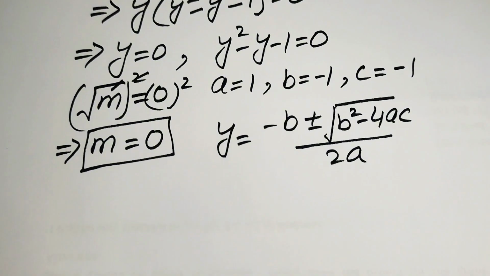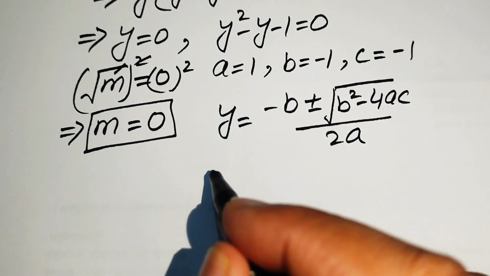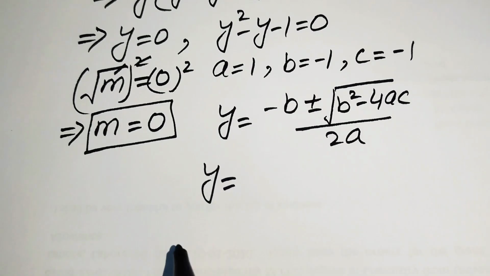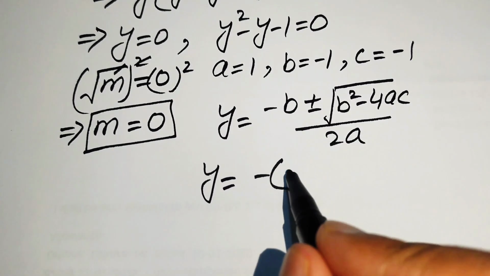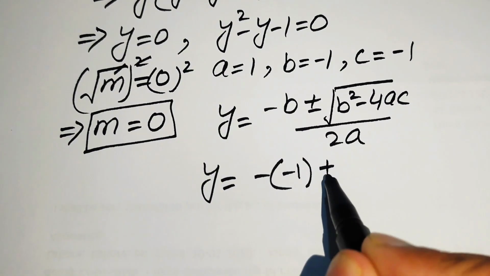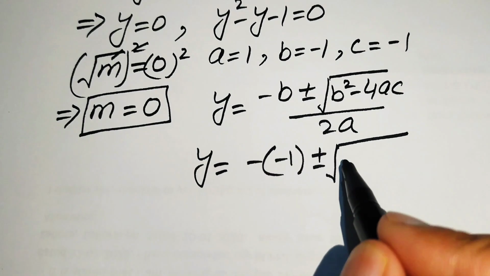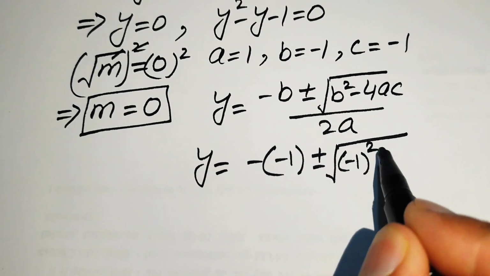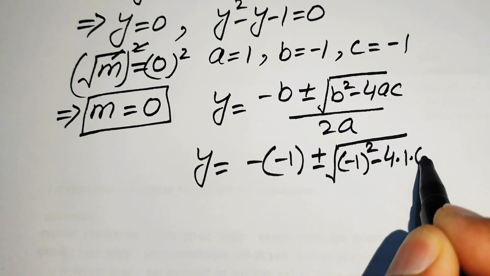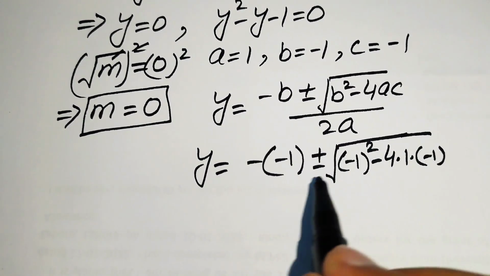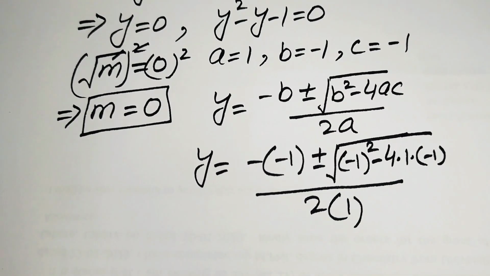So this is our quadratic formula, and now we put the values of a, b and c in this formula, and we get its output in this form. So first we have minus b, and the value of b is -1, plus minus square root of b square. So we have b is (-1) square minus 4 times a, where a is 1 and c is -1, and this is divided by 2 times a, and our a is also 1.